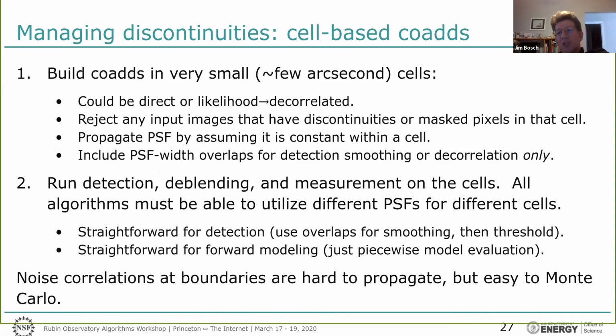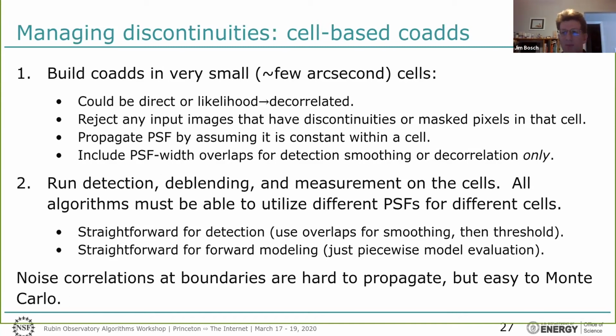A similar thing that you could do, and I think what we're leaning towards right now, is building coadds in very small, say few arcsecond cells, again, postage stamps, but you wouldn't center these on individual objects. Instead, you can build these up front. These can be the only coadds you build. You can build them as direct or likelihood transformed to decorrelated coadds. Just as with the per-object coadds, you would reject any input images that have discontinuities or masked pixels. You can propagate the PSF by assuming it's constant over a cell. That's actually really nice because you propagate that PSF once and you don't have to go back and do it again and slow things down.